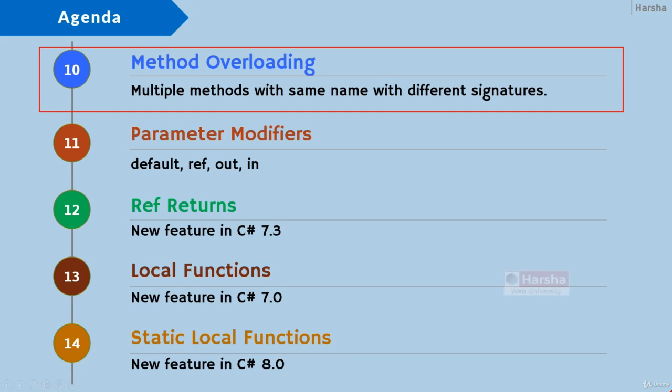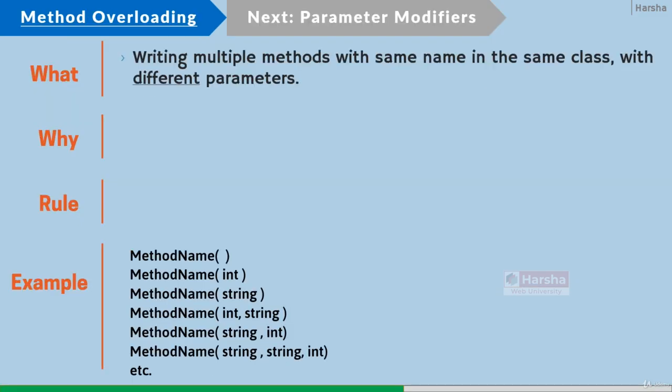This lecture demonstrates method overloading. Whenever you define multiple methods with the same name in the same class but with a different set of parameters, you can call it method overloading.